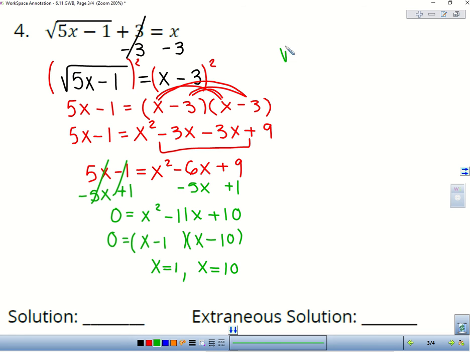Now we have to verify these by plugging them back into the original. So I just rewrite the original equation, but instead of x, I'm putting in the number for x that we just solved for, which is 1. So what is 5 times 1? 5 minus 1? 4. Square root of 4? 2. Is 2 plus 3 equal to 1? So is this one a solution? No, it's extraneous. Now we don't know if 10 is going to be real or extraneous, so we have to plug it in.